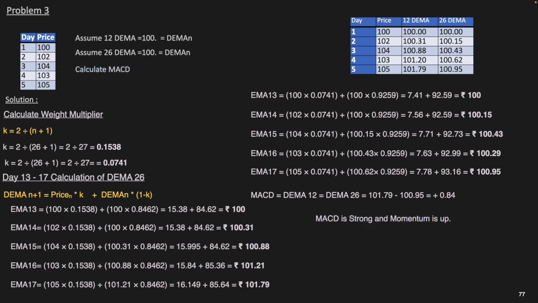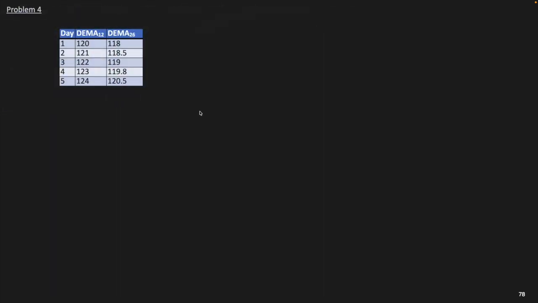Okay, this is problem number 3. Now let us see problem number 4. This is slightly different. Here the problem has directly given the exponential moving average of 12 period and 26 period, and it is asking you to calculate the signal values for the next 5 periods. Now we are calculating the signal value. So DEMA 9 is equal to, they have said assume the exponential moving average of period 9 is equal to 2 as of now.